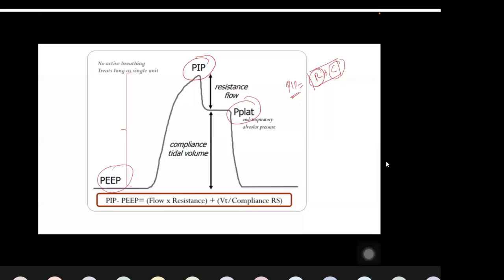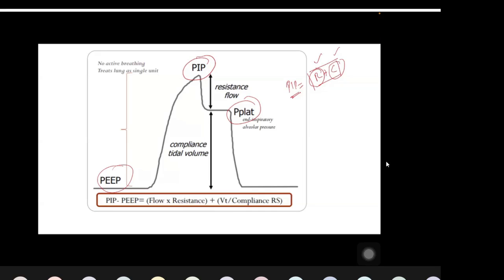So how will you understand whether the increase in peak inspiratory pressure is due to increased airway resistance or due to a decrease in lung compliance? This is done by two buttons that are present on the ventilator: one is the inspiratory hold and the other is the expiratory hold button. By pressing the inspiratory hold, the inspiratory valve will close. The expiratory valve is already closed, so there will be no flow. Flow is the reason for airway resistance to occur.